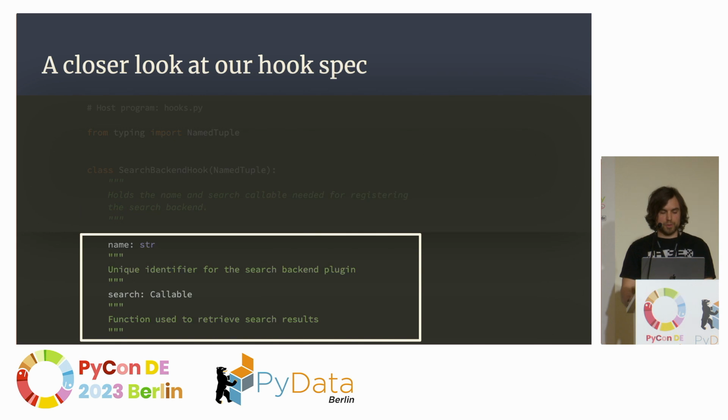And then below, what we do is we define the properties on the object. The first one is going to be the name, and this is the unique identifier for the search backend plugin. And so in our search CLI application, if we wanted to say, hey, I want to do an image search, and then I want to use Google, and then Imgur, we would basically identify it by the name that we defined here. And then below that, we have this search property, and that's going to be a callable. You can think of this as the function that goes out and grabs the search results from whatever search backend we want to use.